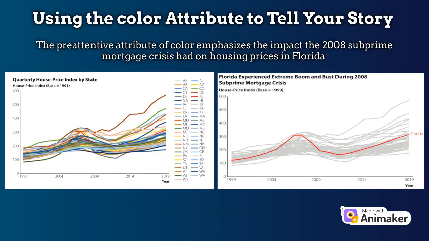It is difficult for the audience to interpret any particular insight because the chart is complicated. The chart to the right uses the pre-attentive attribute of color to focus on the state of Florida.